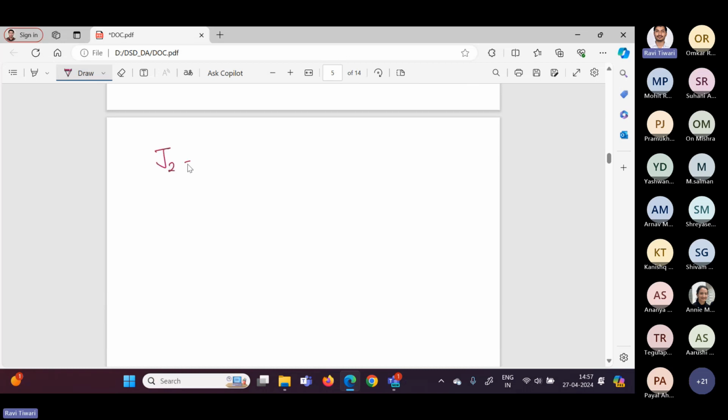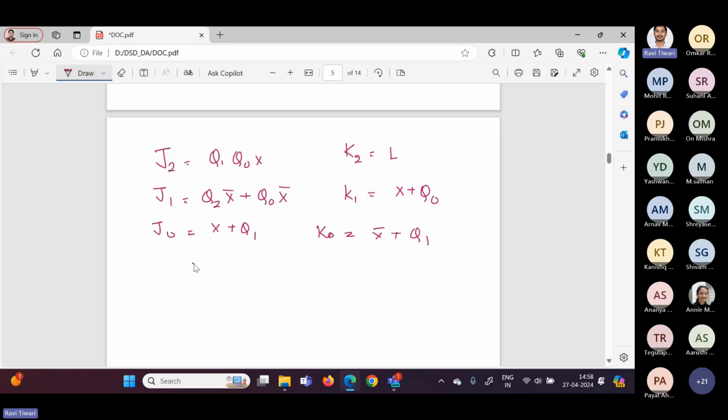So J2 we receive as Q1, Q0, X. We receive K2 is equals to 1. We receive J1 equals to Q2 X bar plus Q0 X bar. We receive K1 is equals to X plus Q0. We received J0 equals to X plus Q1. Similarly, I received K naught equals to X bar plus Q1, and the value of Z that we receive is Q2. That many values we require to draw the circuit diagram.